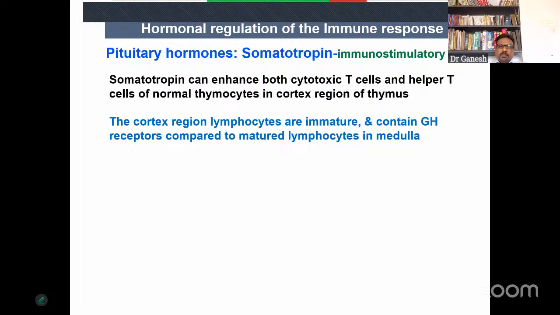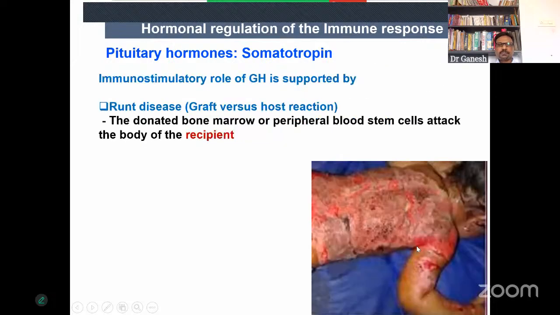There are also other hormones from the pituitary gland, like somatotropin, otherwise known as growth hormone, which is known to play an immunostimulatory role. Because there are growth hormone receptors on these cells, somatotropin can enhance both cytotoxic T cells as well as helper T cells in normal thymocytes in the cortex region of the thymus. The cortex region lymphocytes are immature and contain GH receptors compared to the mature lymphocytes in the medulla.